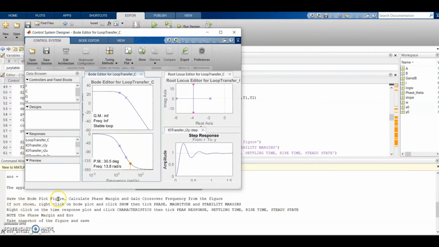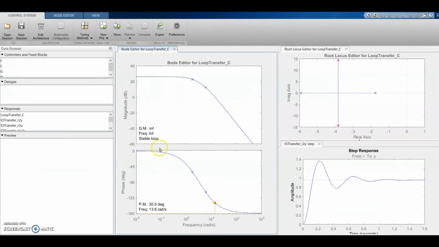It says: save the Bode plot figure, calculate phase margin and gain crossover frequency from the curve, and then right click on the time response plot, click characteristics, and then click peak response, settling time, rise time, steady state. Take the snapshot of the figure and save. Okay, so we have this figure. We are getting the gain margin, phase margin. So our phase margin is coming out to be 30.5 degrees, which is very low. Then this is our time response, and this is our root locus.